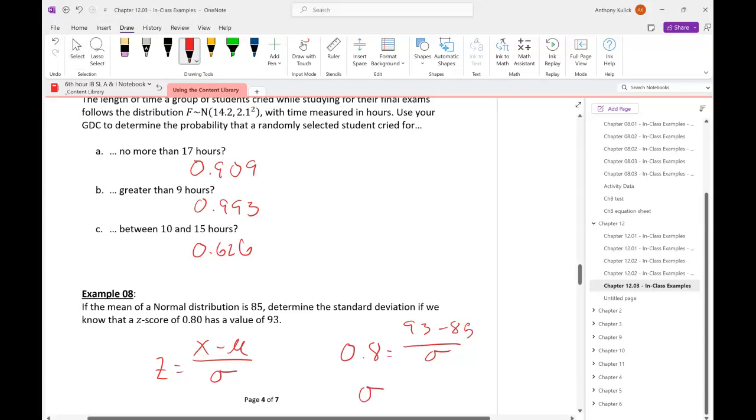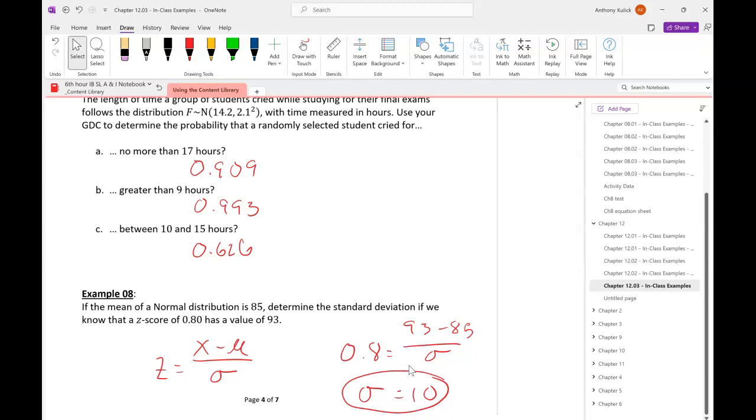What'd you get? Hopefully 10. I multiplied both sides by sigma to get it out of the denominator and then divided by 0.8. Just did algebra, Algebra 1 type algebra. You could subtract the 93 and 85 first if you wanted to.